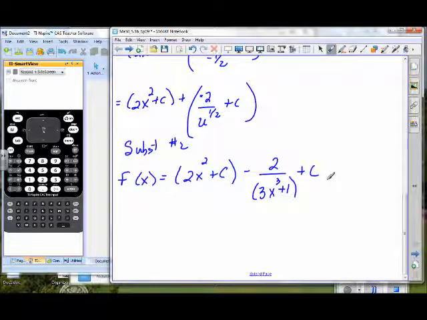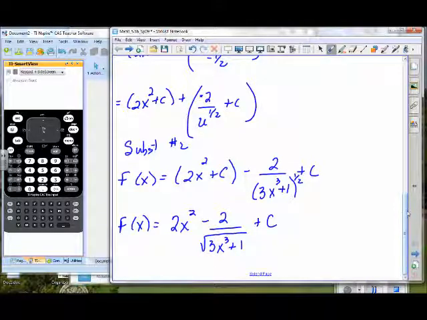Now we could stop at this point. The other thing we probably want to do is recognize that if you have a constant and a constant, you have a constant. So we're going to just write that as 2x squared minus 2 divided by, let's see, I think I forgot that this is to the 1/2 power. So let's write it as the square root of 3x cubed plus 1, and then we'll just have a constant.